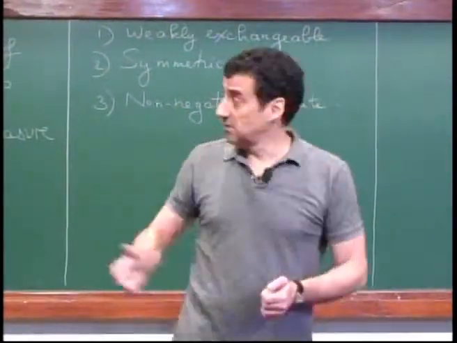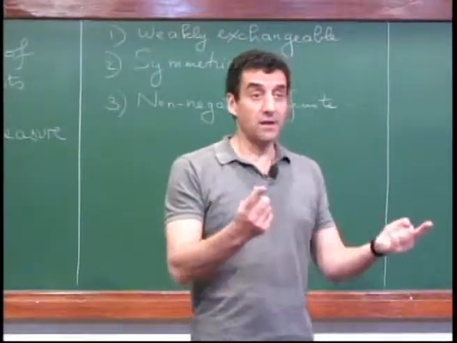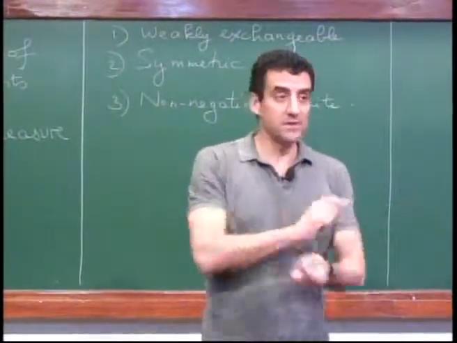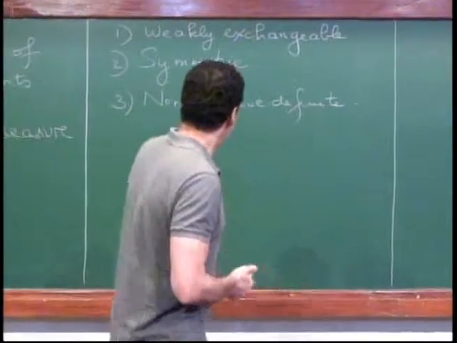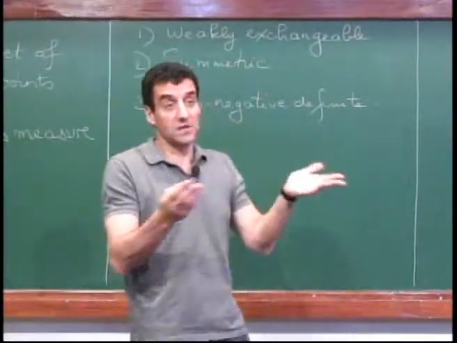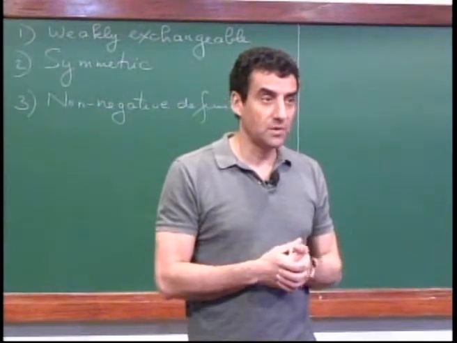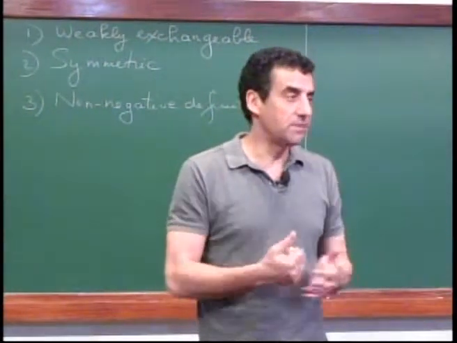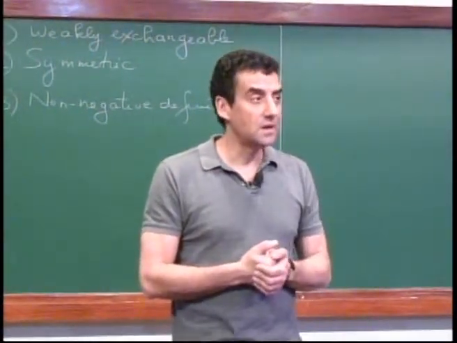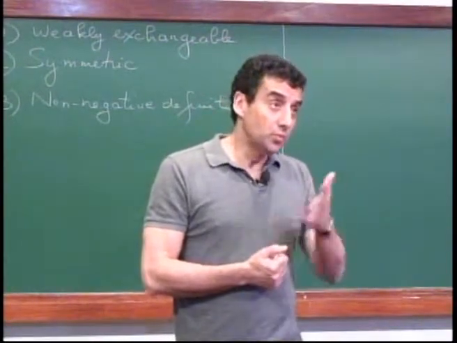Symmetric is clear. It's an inner product. So the inner product of sigma L and sigma L prime is the same as if you reverse the order. And non-negative definite is, of course, clear because it's a Gram matrix, right? So everybody knows that, right? That's linear algebra 101. So these are the properties.